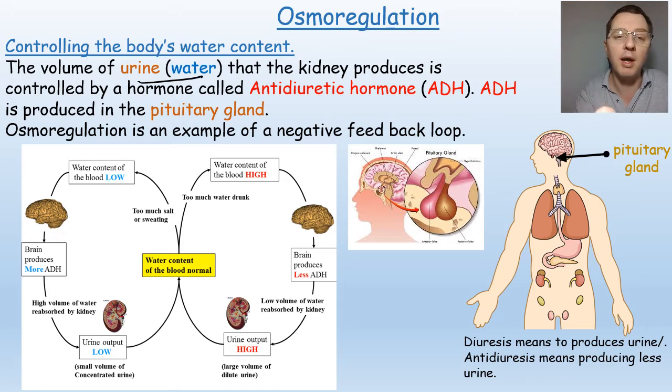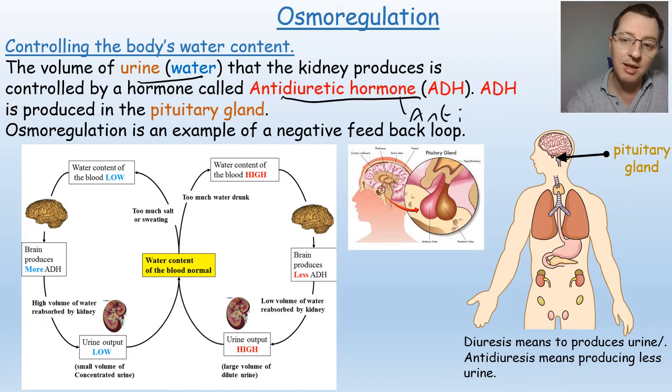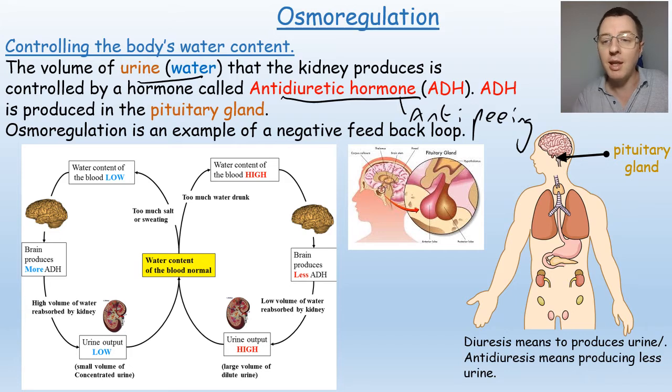So the volume of urine, or the water within the urine that the kidney produces, is controlled by a hormone called antidiuretic hormone, or you can think of this as an anti-peeing hormone. It's against peeing, and it's made by the pituitary gland in the brain, and it travels in the blood to the kidneys. So osmoregulation is an example of a negative feedback loop. Let me talk you through this to see what I mean.